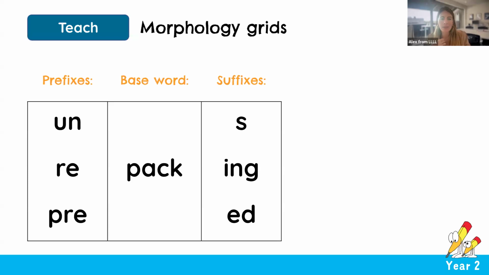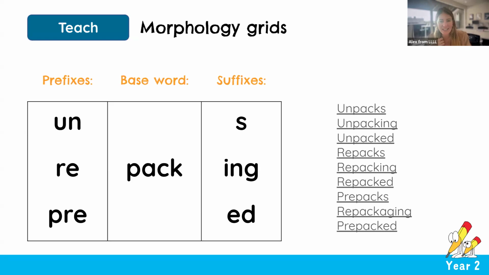So we'd use these morphology grids to demonstrate how to make new words from one base word or maybe a couple of base words using the prefixes and suffixes we already know. So an example here up on screen, we can demonstrate to students how to make 4 new words using this matrix. So we can write them on the board. Unpacks by selecting from each column. And this action is being done by a person or a thing referred to by a name.